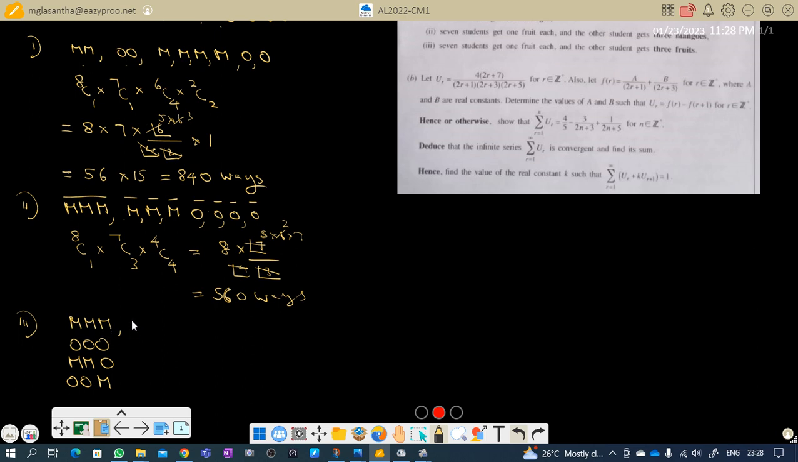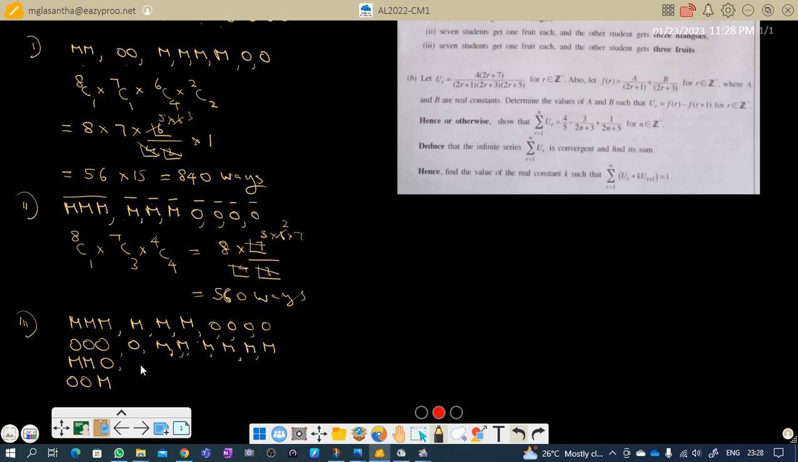Another bundle, there are another 3 M's, right? 3 M's, and 4 O's. Right? For this one, 1 O, another 5 M's, 6 M's, right? Like this. That is how you form parcels.